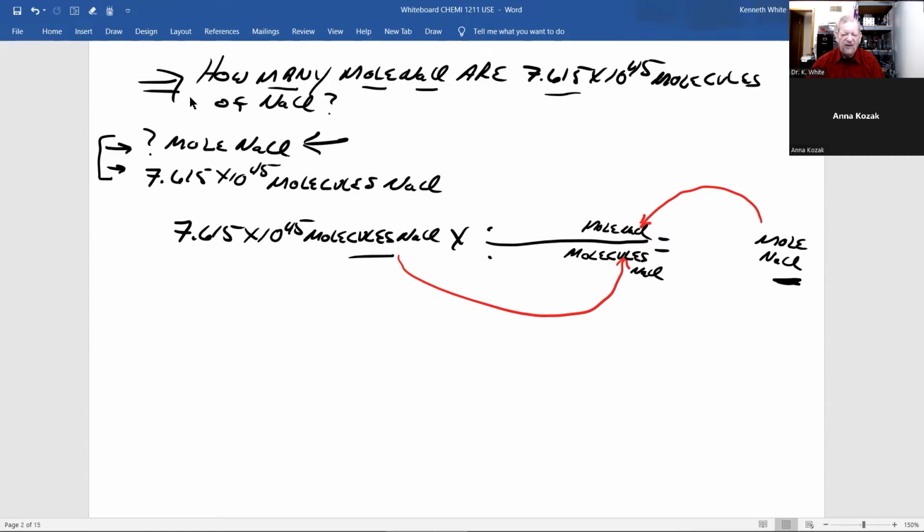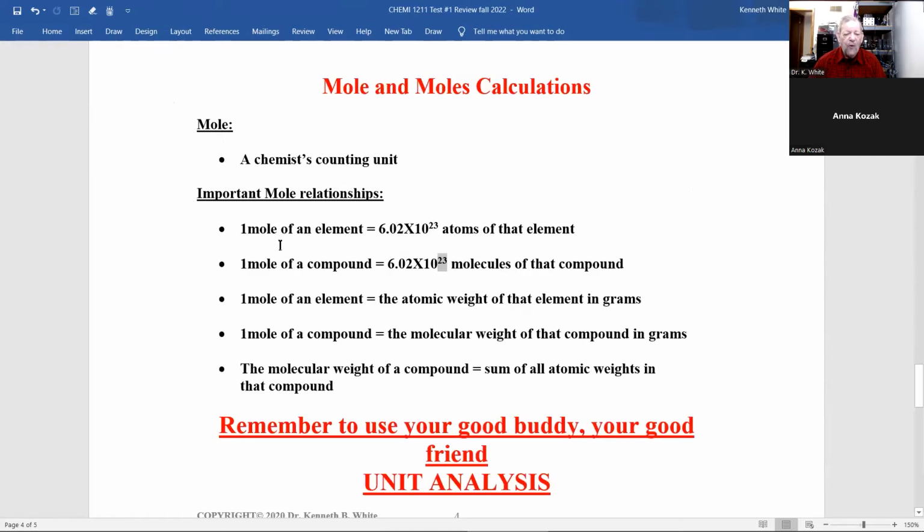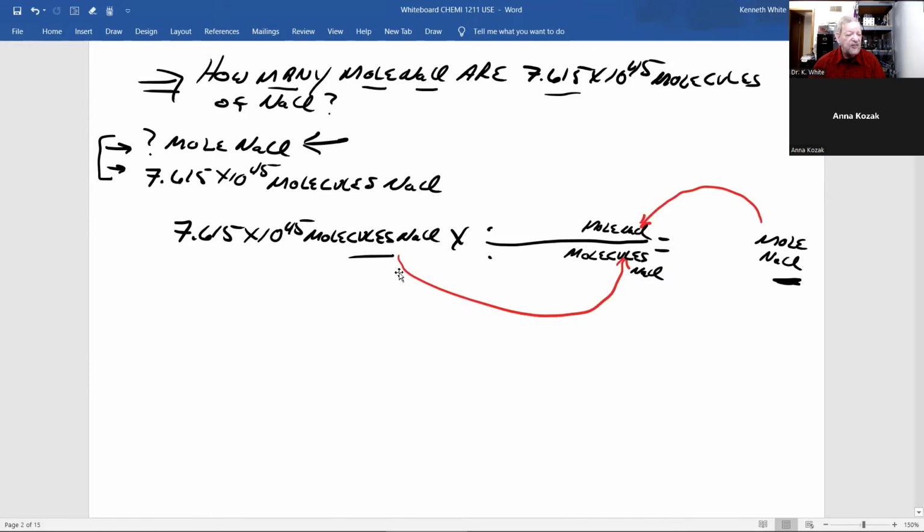And where do I get these numbers? Well, it's important information, but I'll show it to you in the review. 1 mole of a compound equals Avogadro's number, 6.02 times 10 to the 23rd. And whenever you have two things equal each other, you have two ratios you can always form. A over B, and they're not equal, they're separate ratios, B over A.